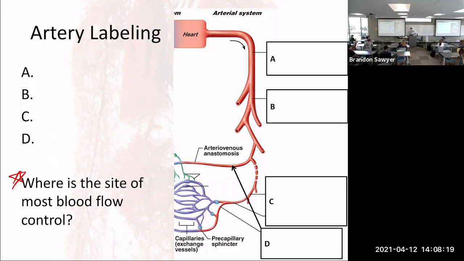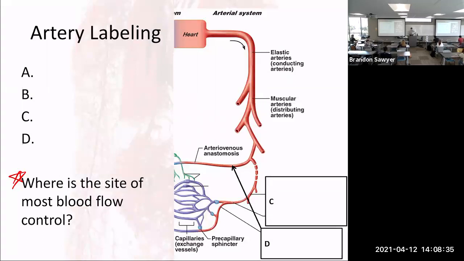All right, so let's walk through this together. If we're starting at the heart, the biggest ones right up to the heart are what? Yell that out. Yeah, those big elastic or conducting arteries. And then the next ones down are muscular or distributing arteries. And then we get to these little tiny ones leading right to the capillary beds. Those are the arterioles, also known as resistance vessels.